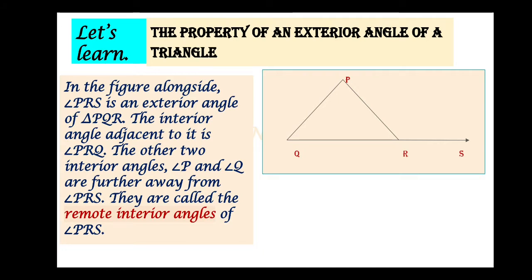The interior angle adjacent to it is angle PRQ. The other two interior angles, angle P and angle Q, are further away from angle PRS. They are called remote interior angles of angle PRS.